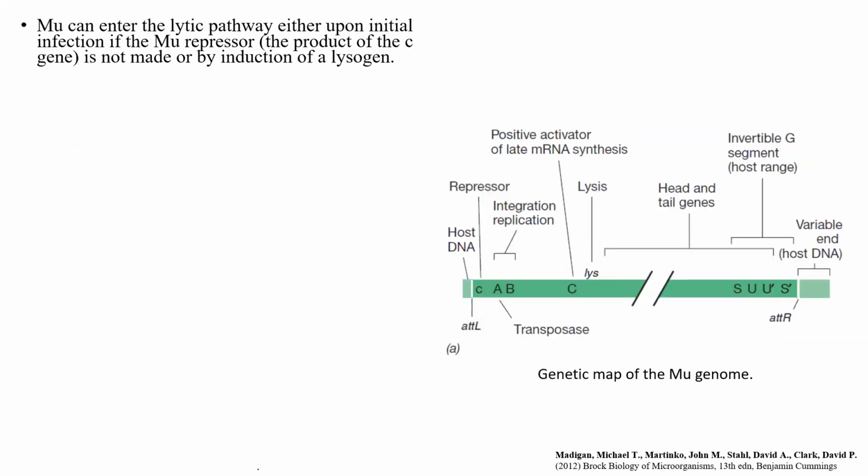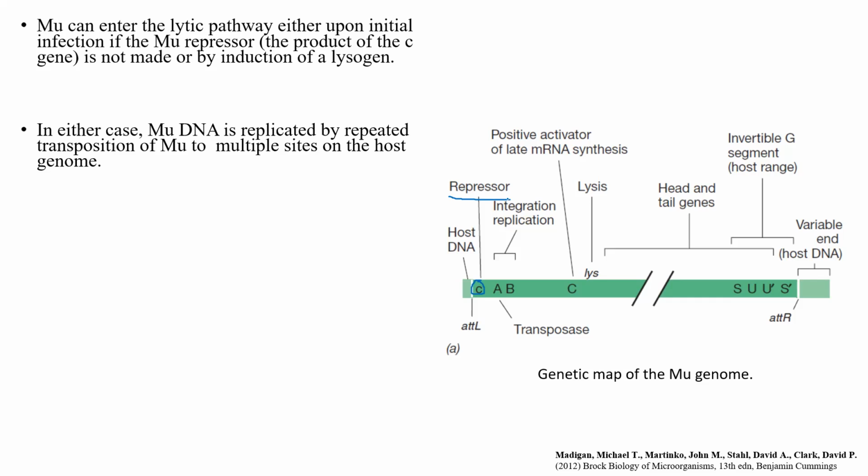Mu can enter the lytic pathway either upon initial infection if the repressor is not made, or by induction of a lysogen. Now we all know for lysogeny a repressor is needed. This lowercase c gene codes for the repressor, and Mu can enter the lytic pathway either upon initial infection if this repressor, which is the product of the lowercase c gene, is not made, or by induction of a lysogen.